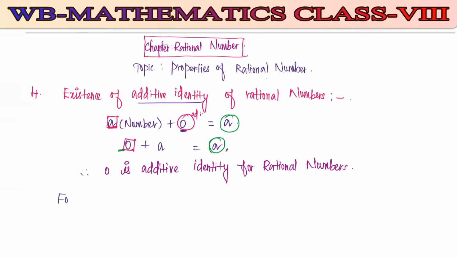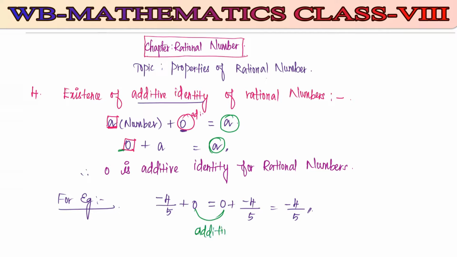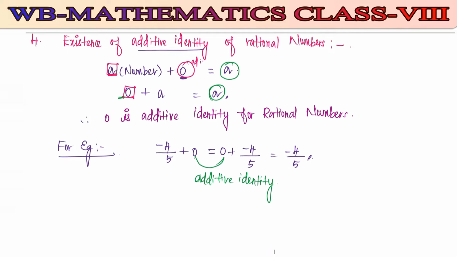For example, I can take a number here, minus 4 by 5, which is a rational number. When you add 0 to it, or 0 plus minus 4 by 5, you will get the answer as minus 4 by 5, the same number itself. So this 0 we call the additive identity. Okay, now we'll move to the next one.